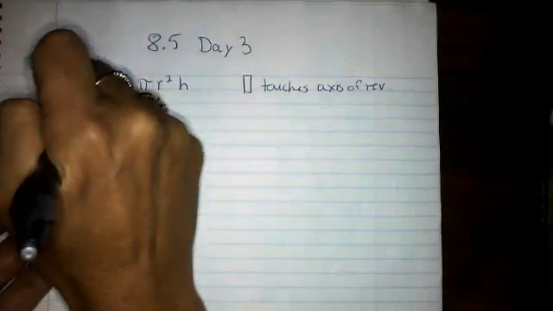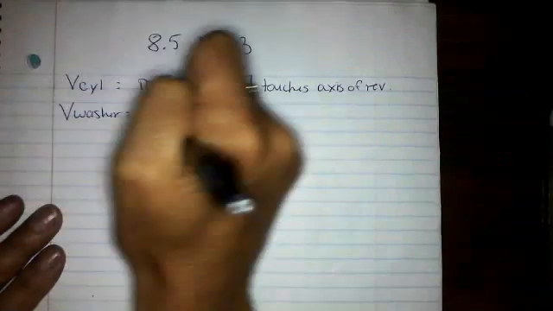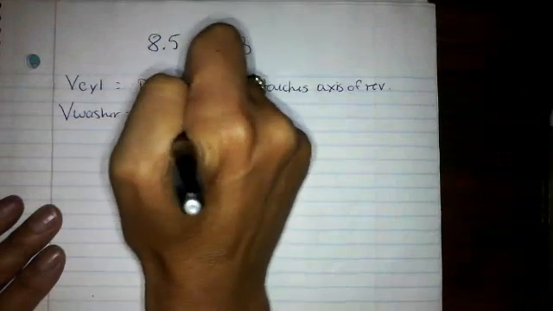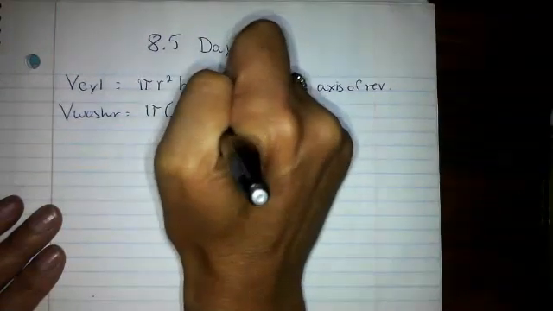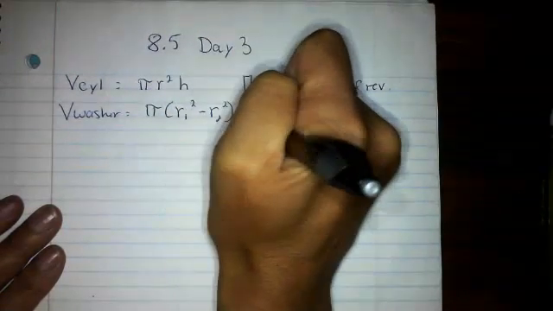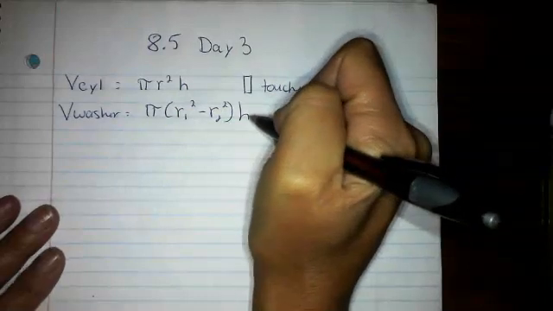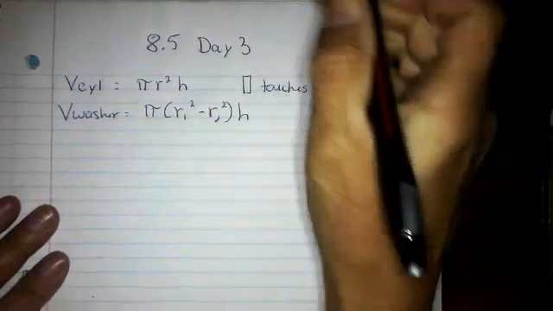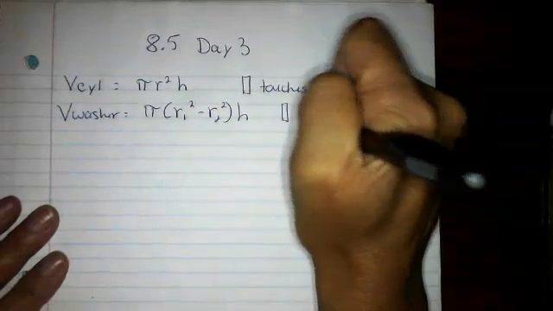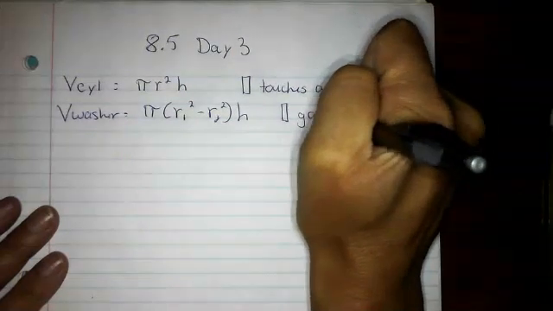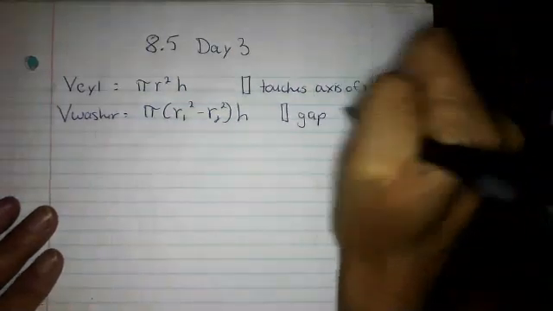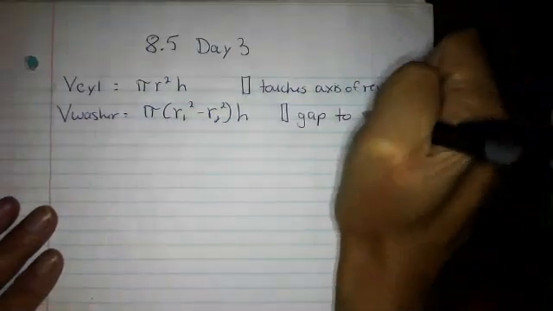And then we've got the volume of the washer is pi r1 squared minus r2 squared h. And you get this when your rectangle has a gap to the axis of revolution.